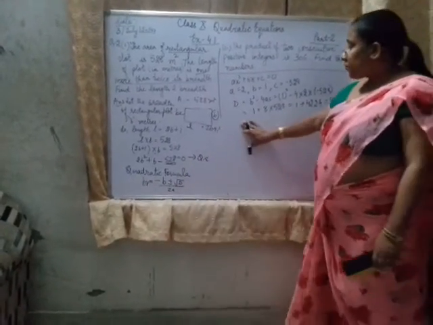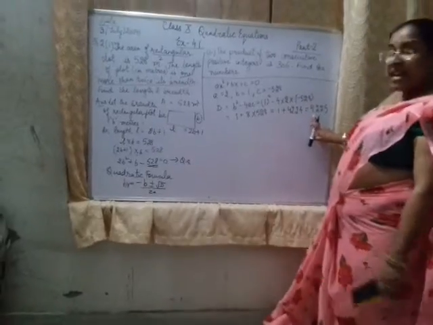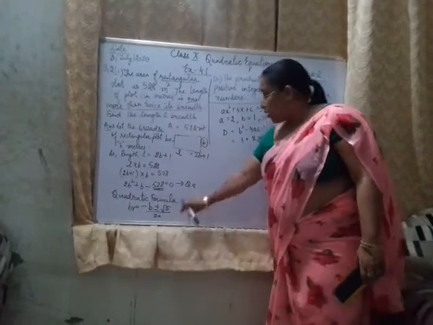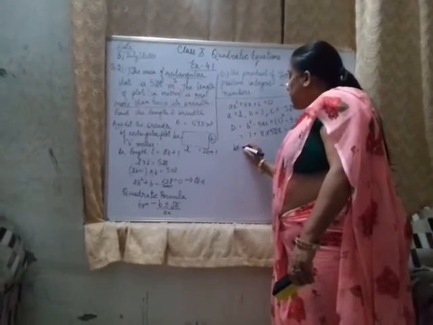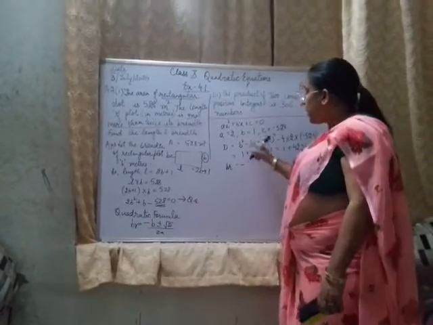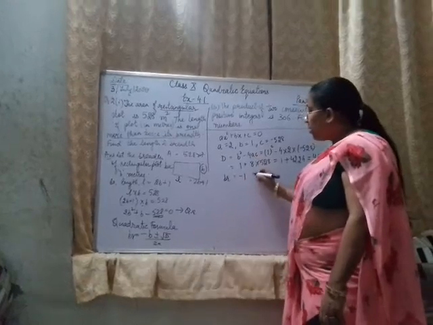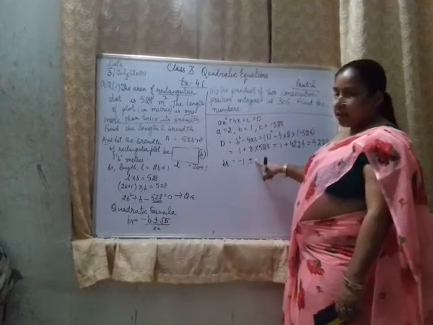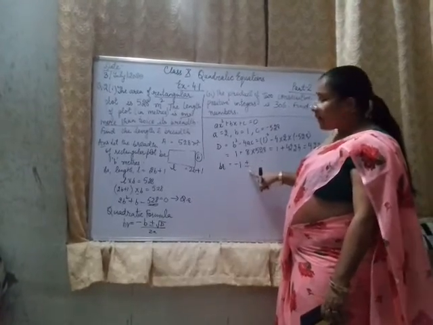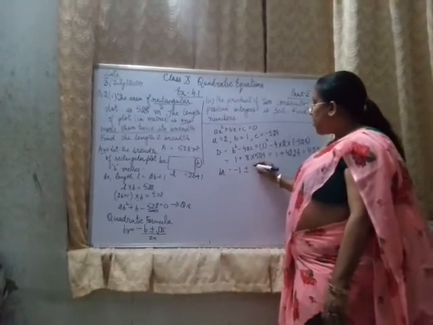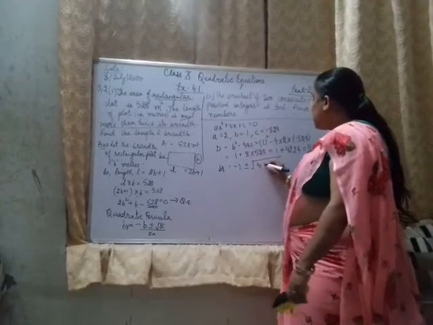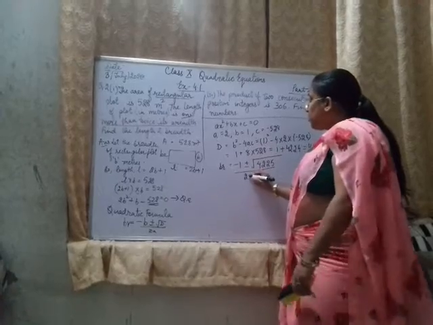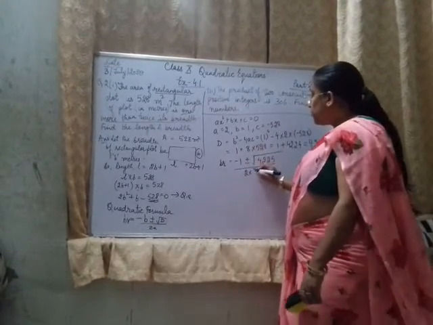Okay, now because your D is positive, we will move to this step. So the value of breadth is minus b plus minus, which means two operations: first there will be addition and then there will be subtraction, of the under root of D, upon 2a, that is 2.